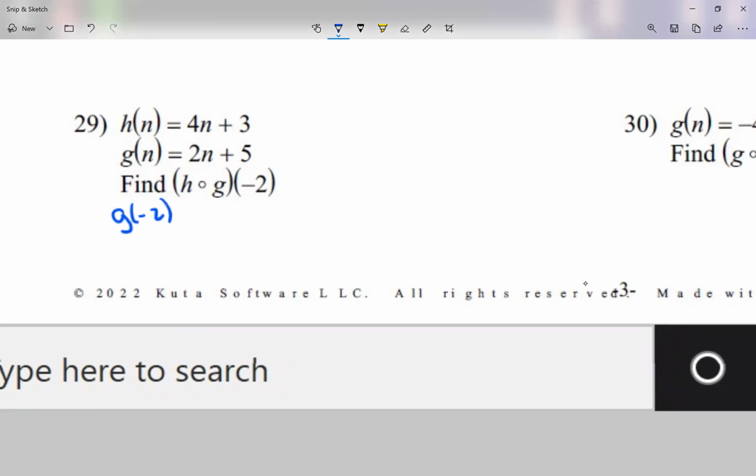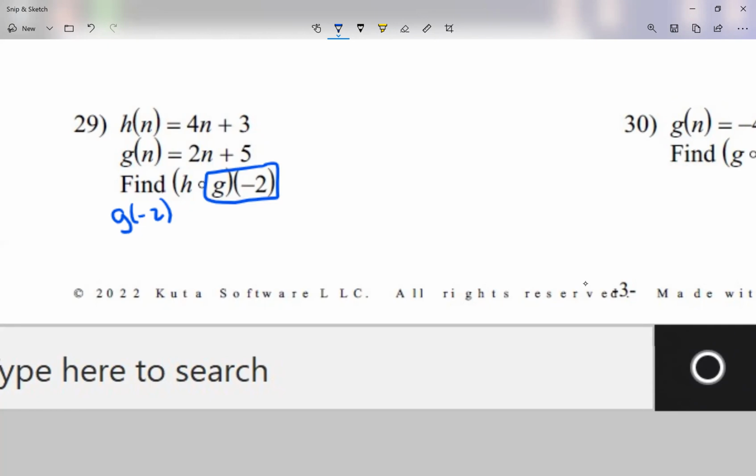So that's not times, okay? Let me just emphasize that's not times. That little O, I have to do G of -2 first. The reason why I have to do G first instead of H is because that's the function that is closest to the number given, right? -2. So I'm basically looking at this right here. So that's to begin with. I have to find out what's G of -2.